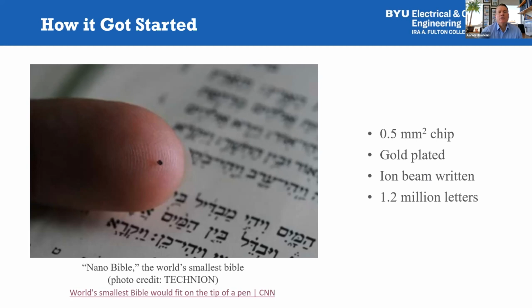I went back and looked at how the world's smallest Bible was made, and they call it the Nano Bible, and it really does fit on a 0.5 millimeter by 0.5 millimeter chip, and it is written with ion beams and done from a university in Israel. And I want to go to a CNN snippet that talks about that little development. It's a lot like the BYU video we just saw. So let's see if this will work.